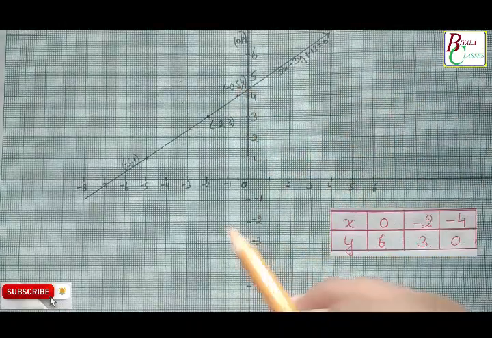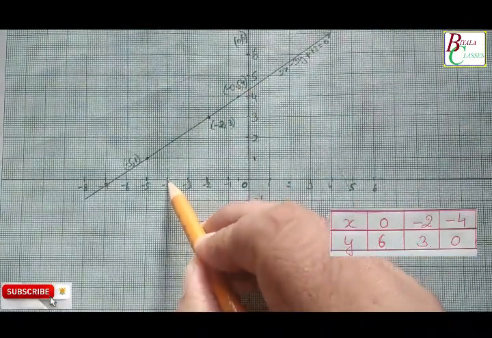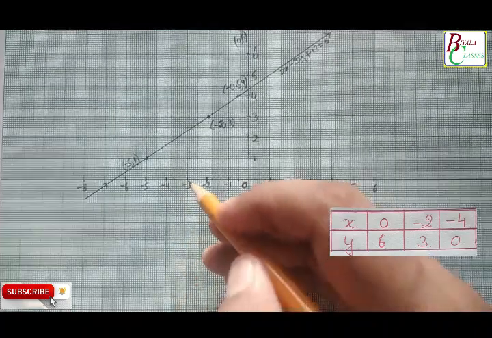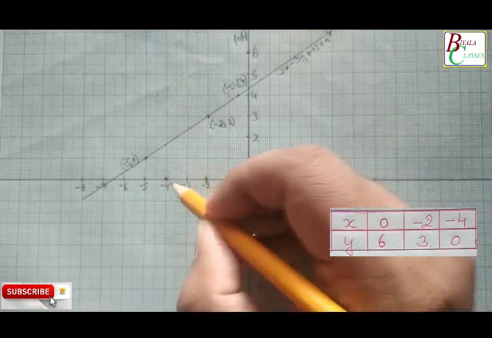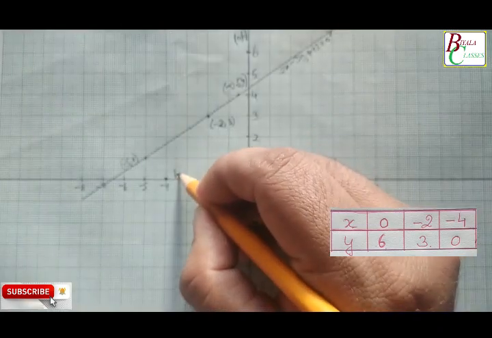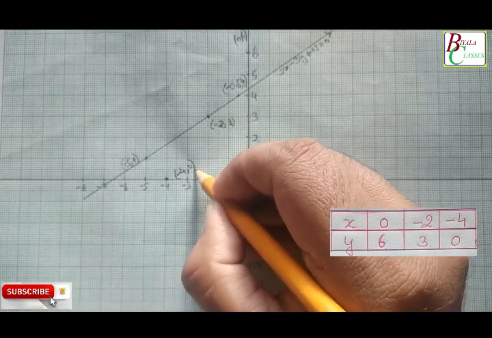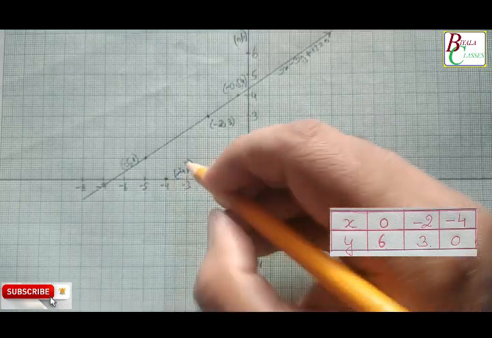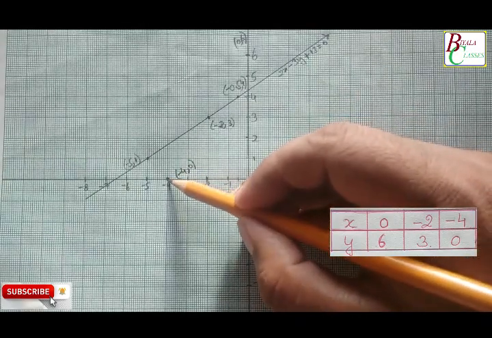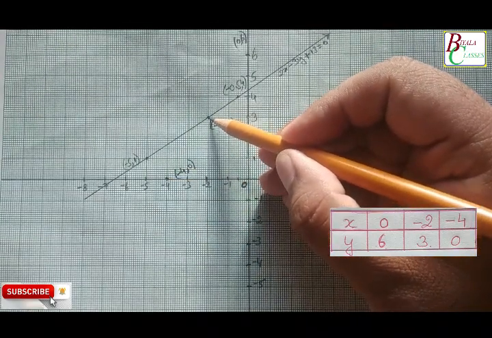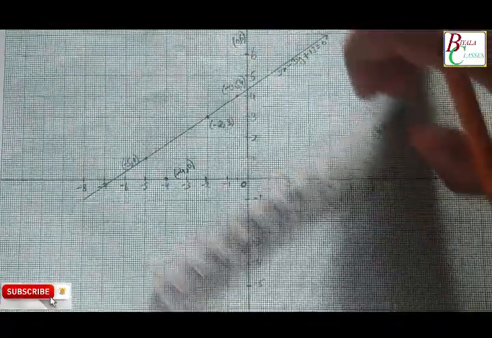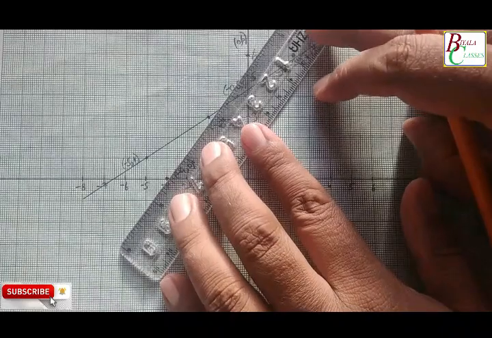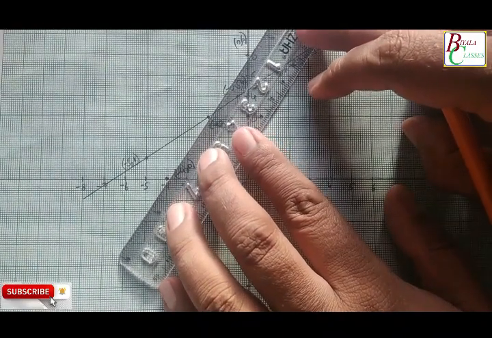And the third one is x is -4 and y is 0. So the third point lies on the x-axis. So this is the point, -4, 0. So we have the 3 points now: -4, 0; -2, 3; and 0, 6. Now we will draw another line passing through these points.